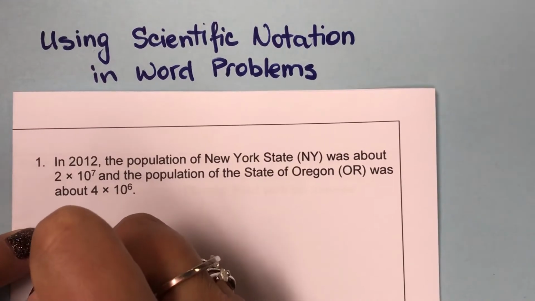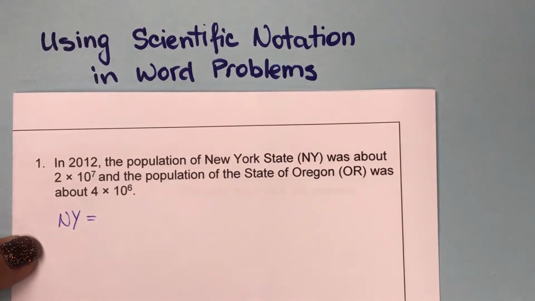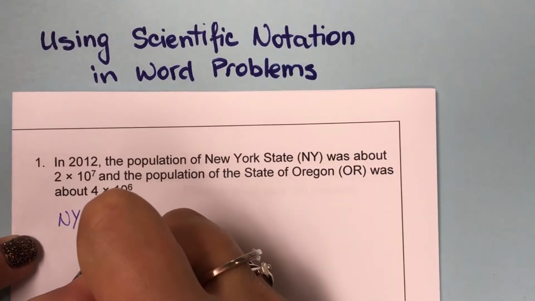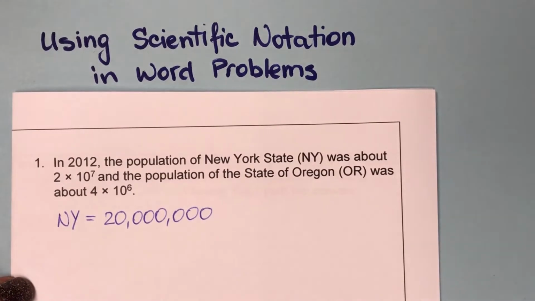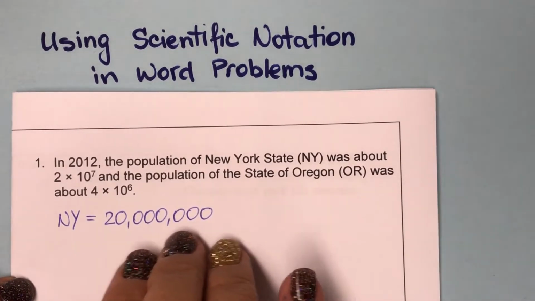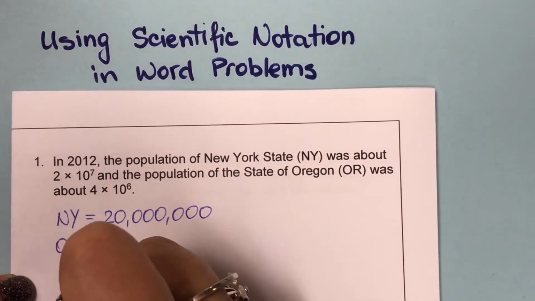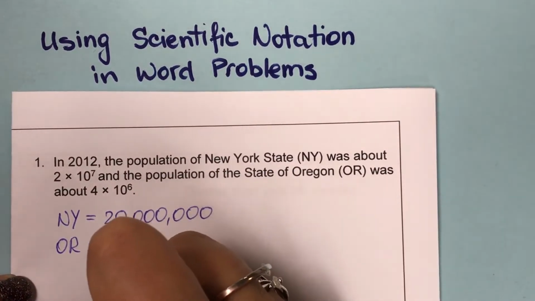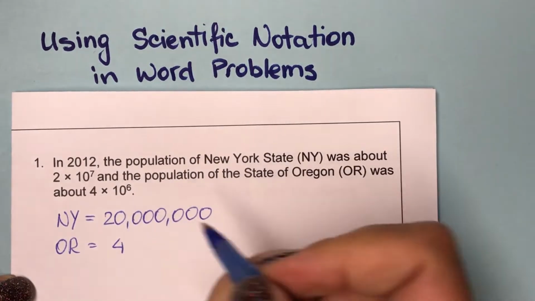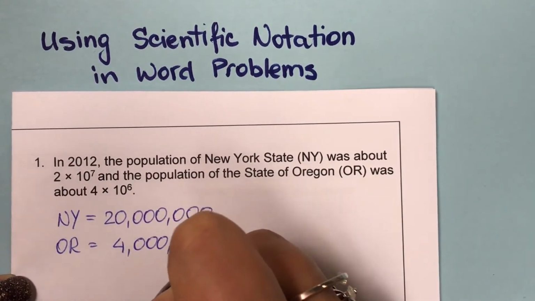So we have New York, population of 2 times 10 times 10 times 10 times 10, 7 times, which becomes 20 million. And when I think of 20 million, it makes more sense than 2 times 10 to the 7th power. So connecting with the real or standard number is better. Oregon, 4 times 10 to the 6th, that would be 4 million. It would be 4 times 10 times 10 times 10 times 10. So if you multiply 4 times 10 6 times, that's your 4 million.